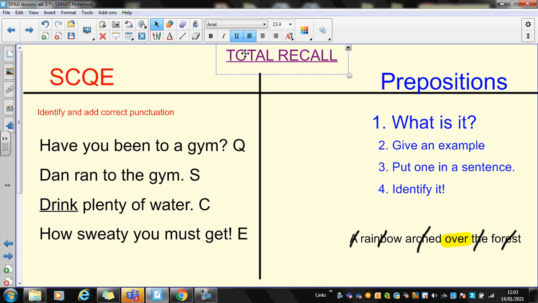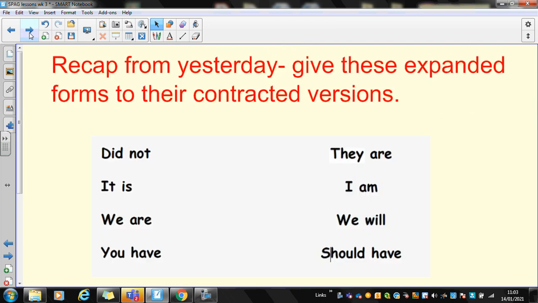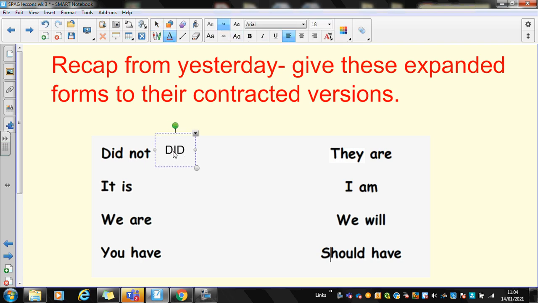Well done on today's total recall. So, quick recap from yesterday. Before we move on to possession, we looked at apostrophes for contraction. I would like you to give these expanded forms and write down their contracted versions. So if I do the first one, did not can be contracted to, oh, got caps lock on, to didn't. Okay, so that would be the contraction of did not. Pause the video here and do the other 7, and then I will show you how you did.